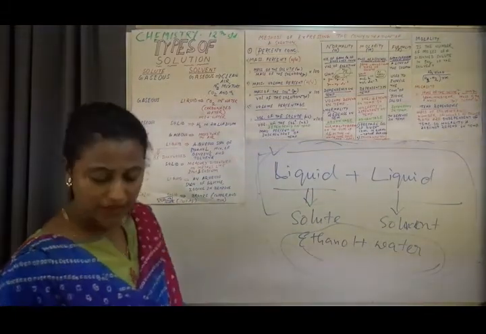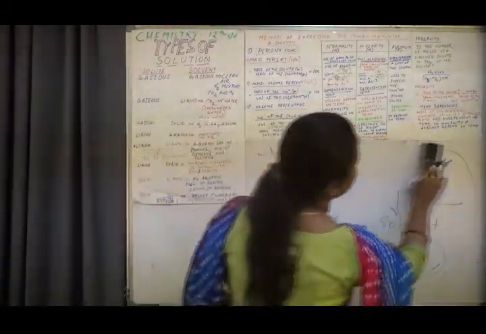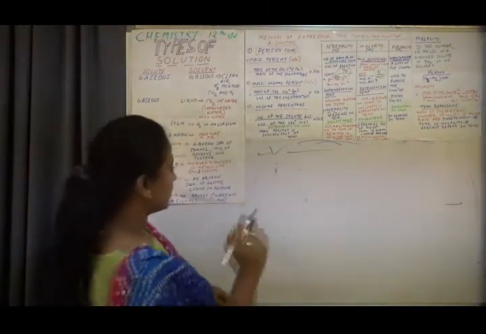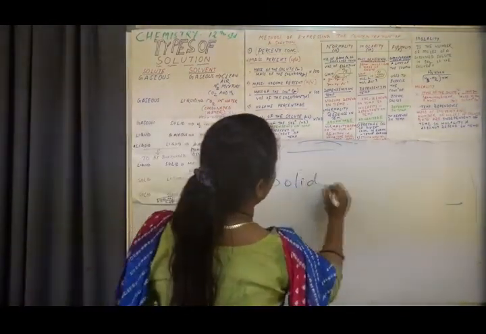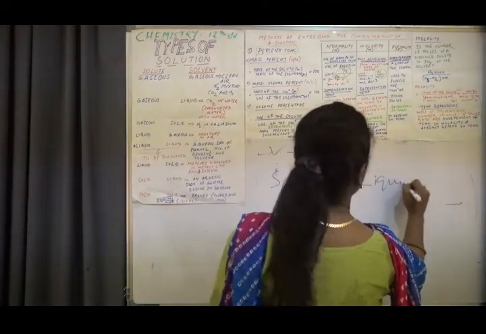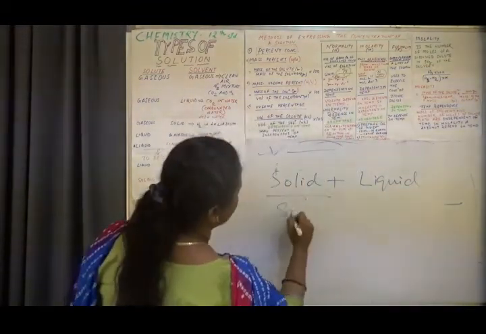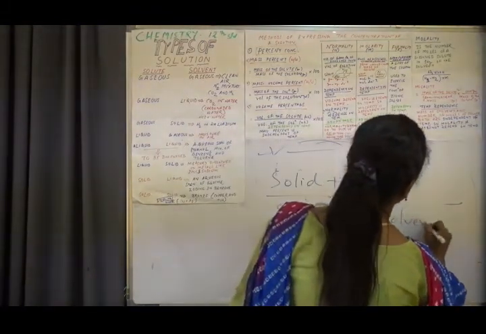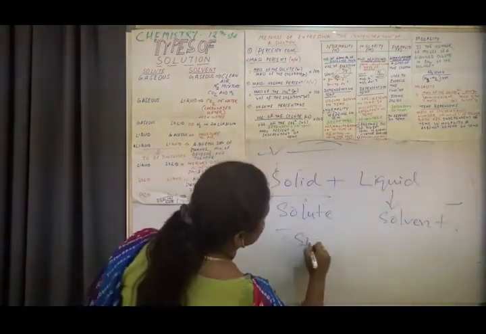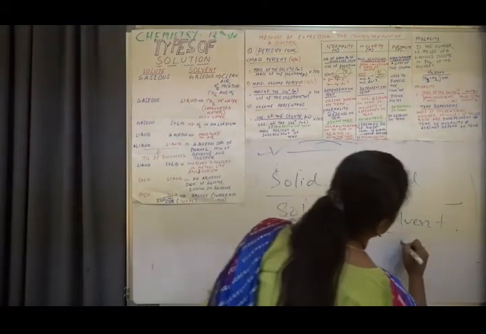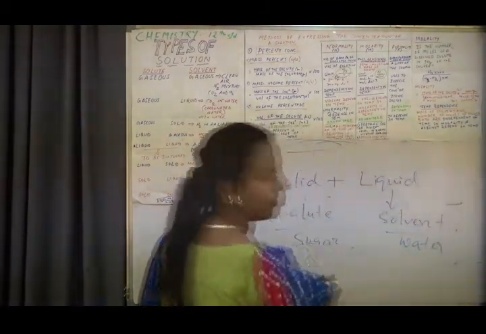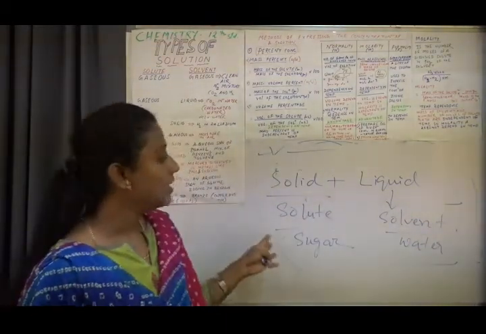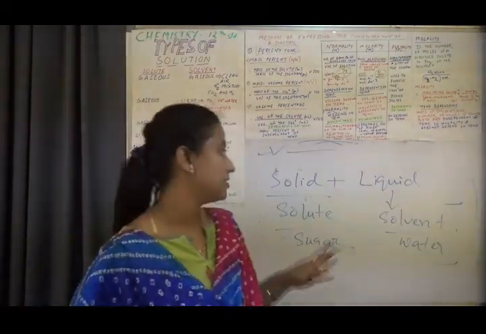And there are lots of examples also covering the various types of solution. Solid plus liquid: in this case, the solid is the solute and the liquid is the solvent. This is very common. Solute sugar, then water. The solute is the sugar and the solvent is the water, to make a sugar solution or salt solution, like this type.